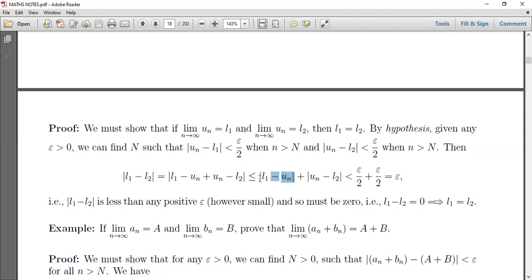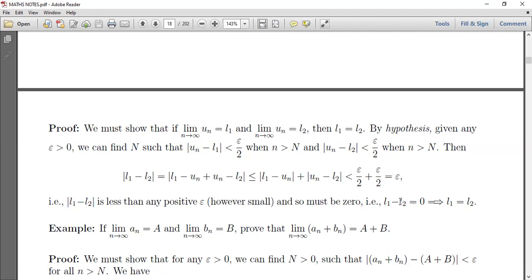And what is this? By the definition of a limit, the first part, L1 minus AN, is less than epsilon over 2. And this is also less than epsilon over 2. So the sum of these is always less than epsilon over 2 plus epsilon over 2, which is equal to epsilon. Therefore, the modulus of L1 minus L2 is less than any positive epsilon. However, epsilon can be made as small as possible, so the modulus of L1 minus L2 should be equal to 0.